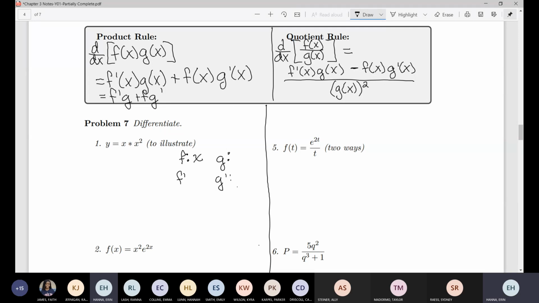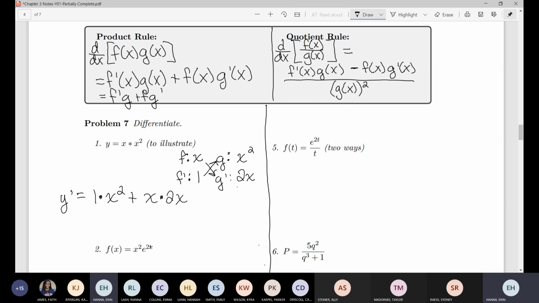My f would be my x, and then my g would be my x squared. What's the derivative of x? It's 1. What's the derivative of x squared? It's 2x. And then you can shove them together in a crisscross order and add their products. So f prime g would be, in full generality, 1 times x squared plus x times 2x.